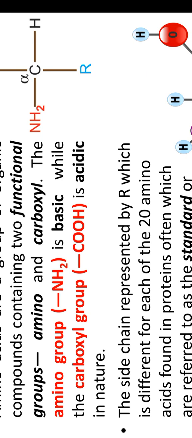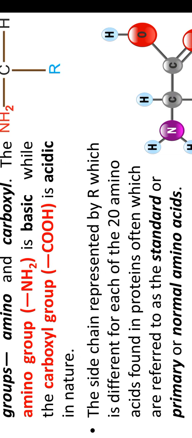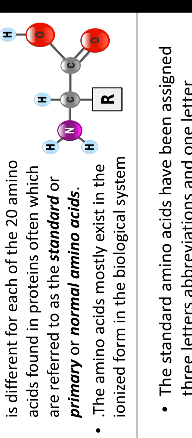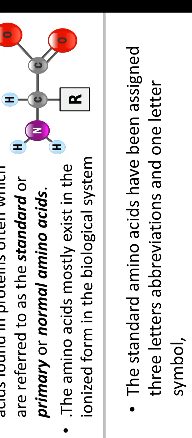And also one side chain or group is present. The R group varies in different amino acids. The 20 amino acids found in protein depend only on that R group. So the standard amino acids are referred to as standard or primary or normal amino acids. The amino acids mostly exist in the ionized form in the biological system, so they are ready to react with other chemicals at any time. The standard amino acids have been assigned three-letter abbreviations.